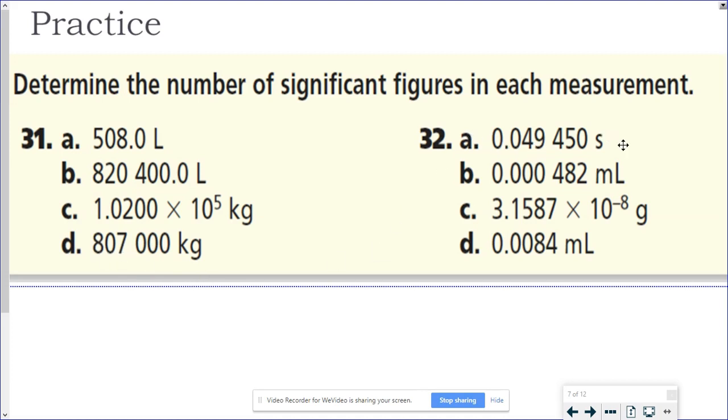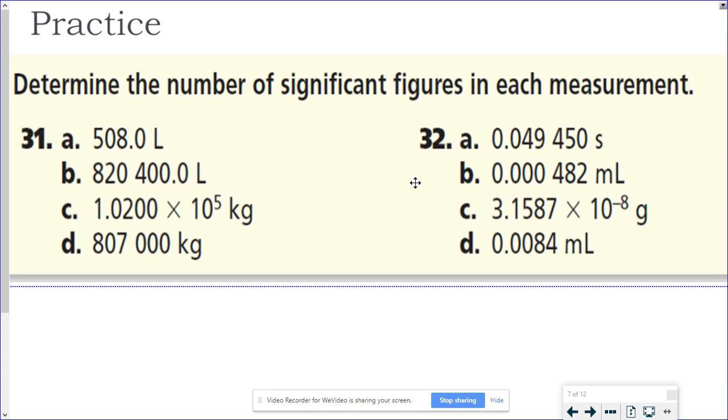All right, figure out this one. For this one, you should have said that we had 5 sig figs. Remember, zeros at the front of a number are never significant, so these guys do not count. These 4 right here are non-zero numbers, and this is a 0 that's a final 0 to the right of the decimal point, so it would be significant. So 2, 4, 5.